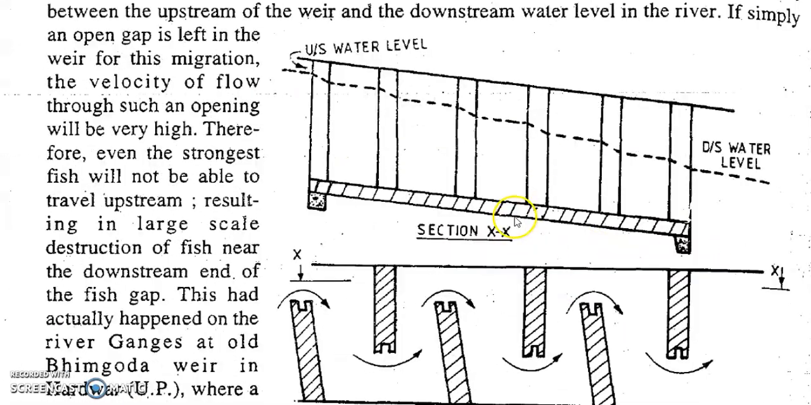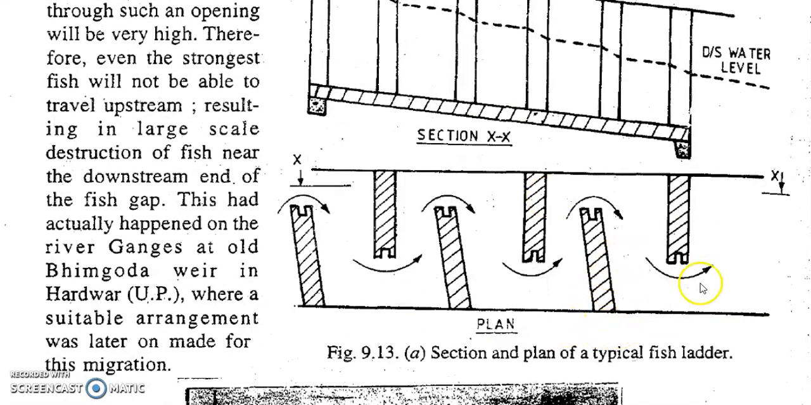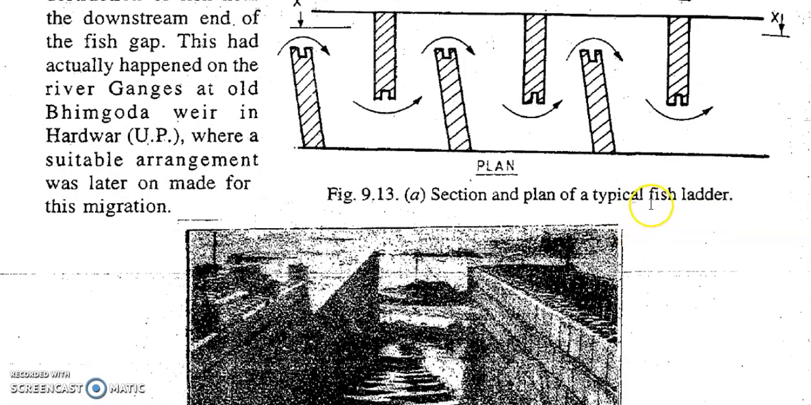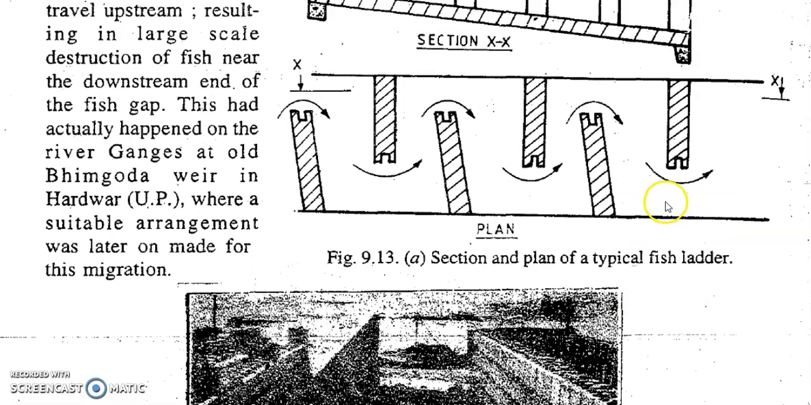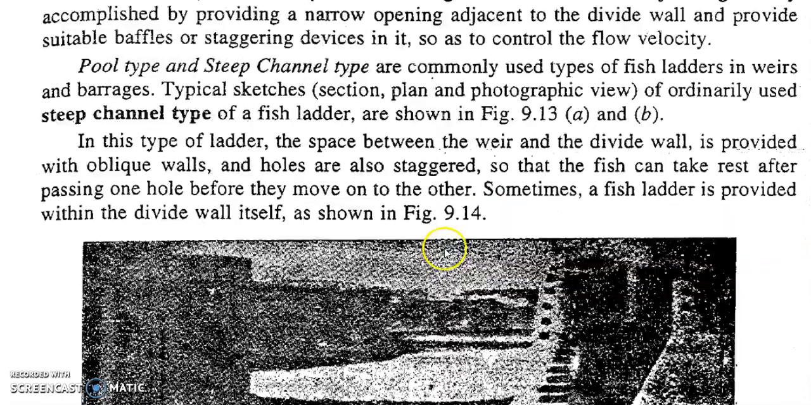This is the typical cross section of a fish ladder type structure. In this, fish can easily move from the upstream water level to the downstream water level. This is the section and plan of a typical fish ladder. This is a photographic view of a fish ladder.